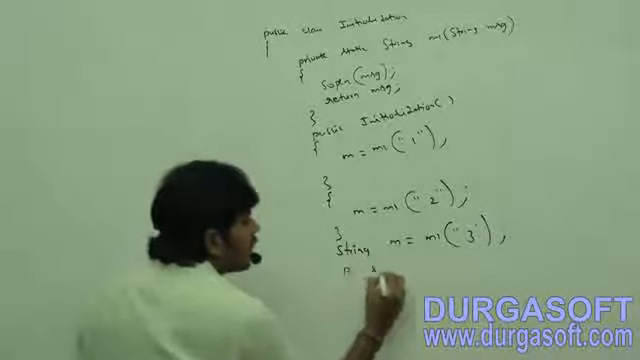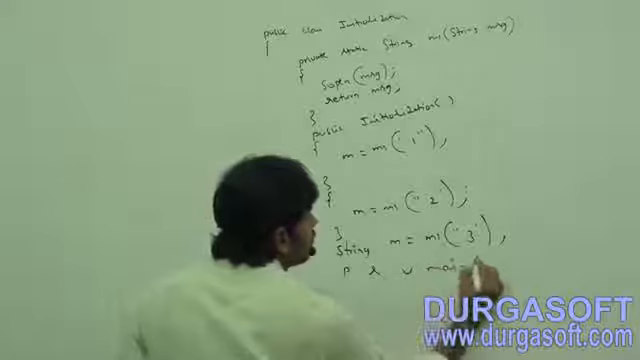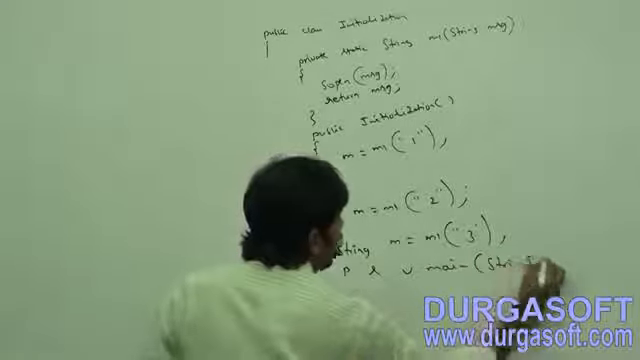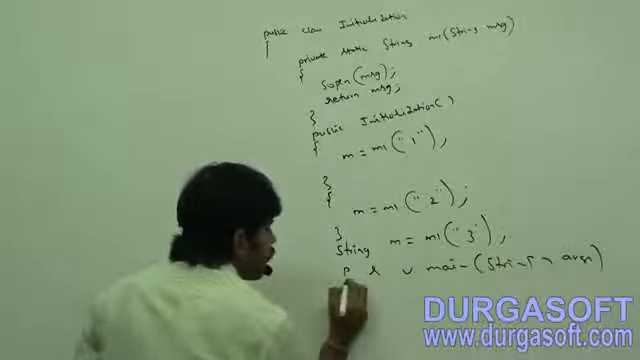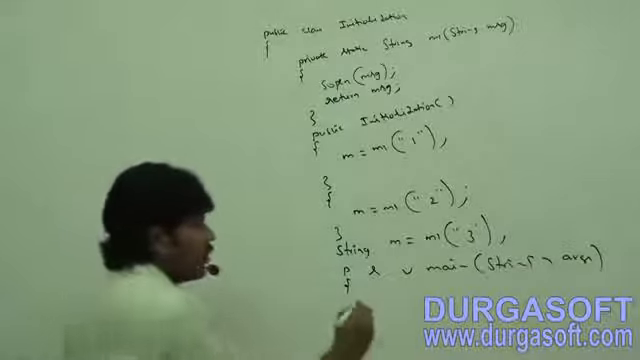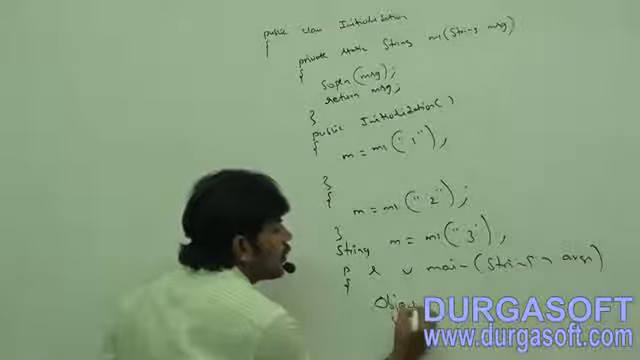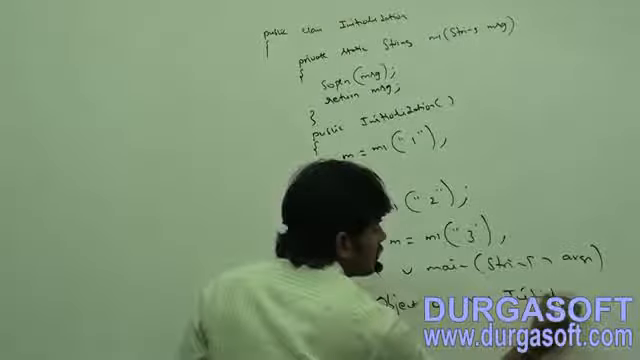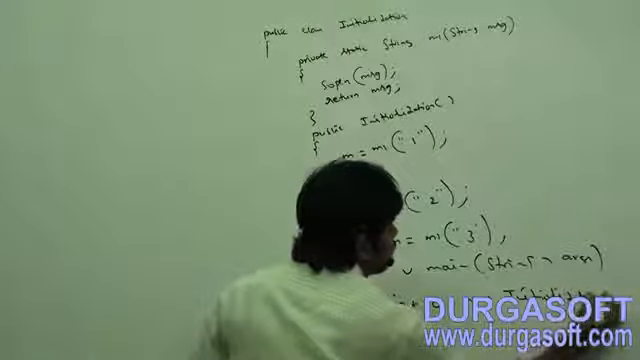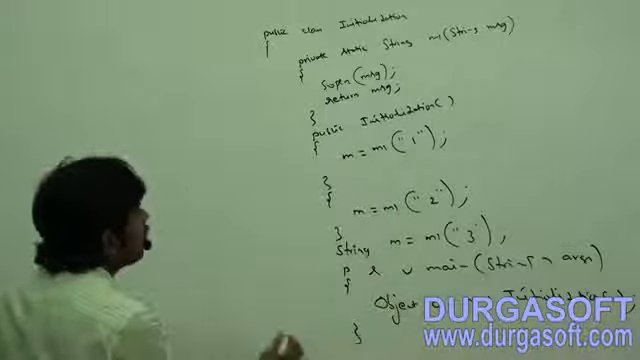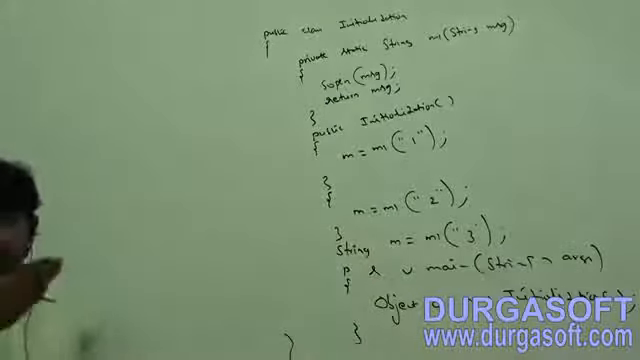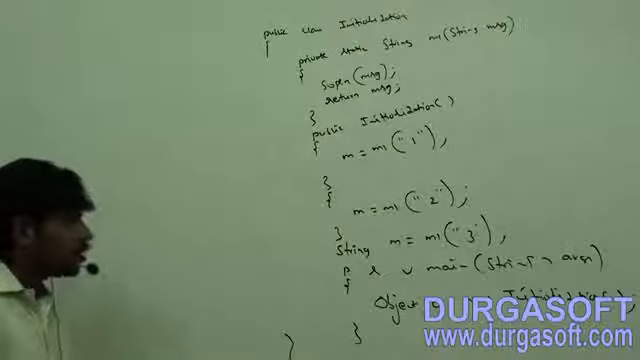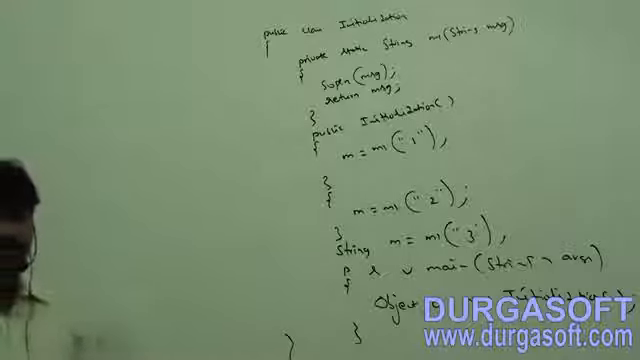Sir, public static void main method, string array args. Object o is equal to new Initialization. Sir, I'm creating an object, o is equal to new Initialization, right? A simple example. You have to tell what is the output we are going to get by default.